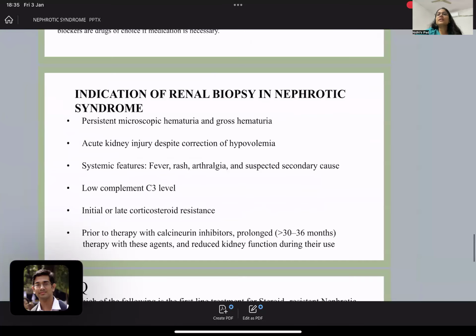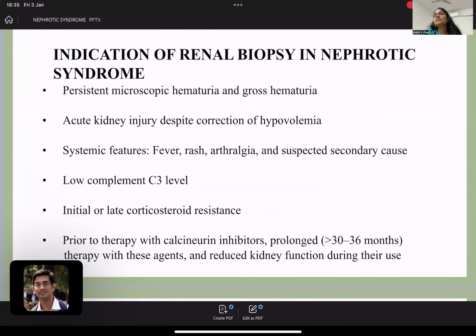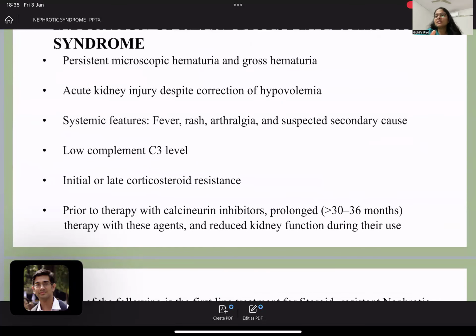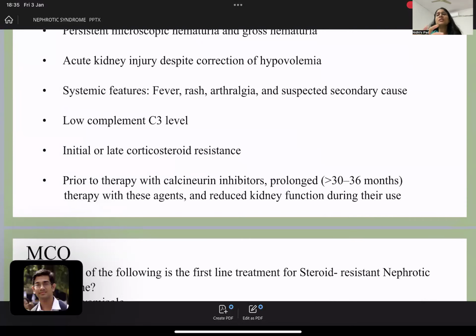Now, coming quickly to the indications of renal biopsy. When do you have to get a renal biopsy done in nephrotic syndrome? If there is persistent microscopic or gross hematuria, you get a renal biopsy done. If there is AKI despite correction of hypovolemia, you have to get a biopsy done, because it could be a secondary cause. That is because SLE will do both. It will present as nephrotic syndrome, and it also eats away at your kidney. It causes renal failure, end-stage renal disease. So if there is AKI without hypovolemia, you get a renal biopsy done.